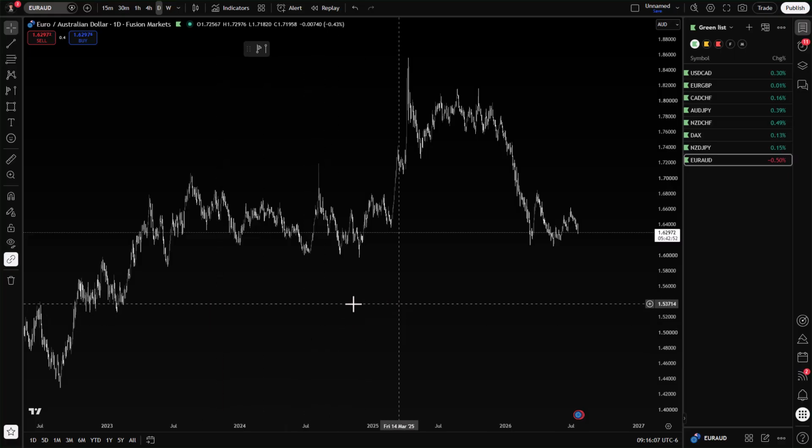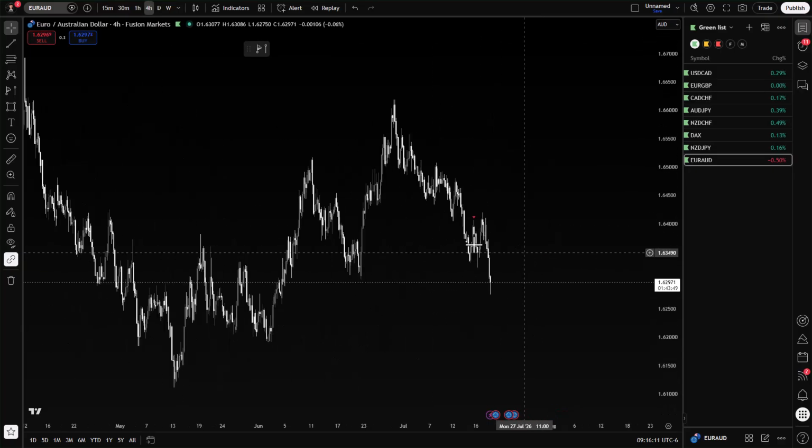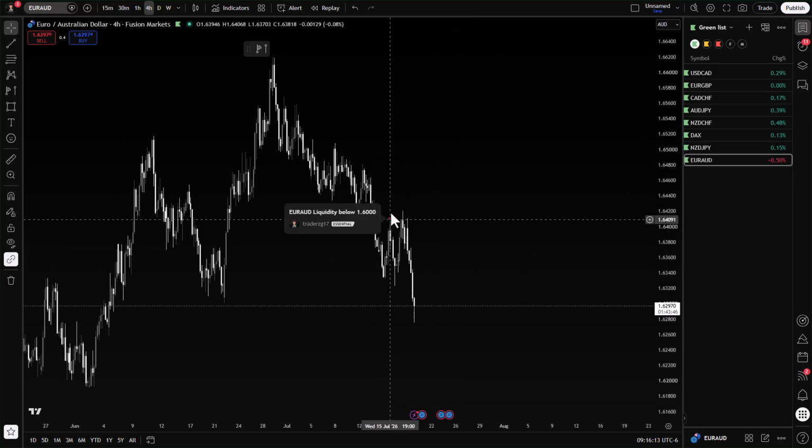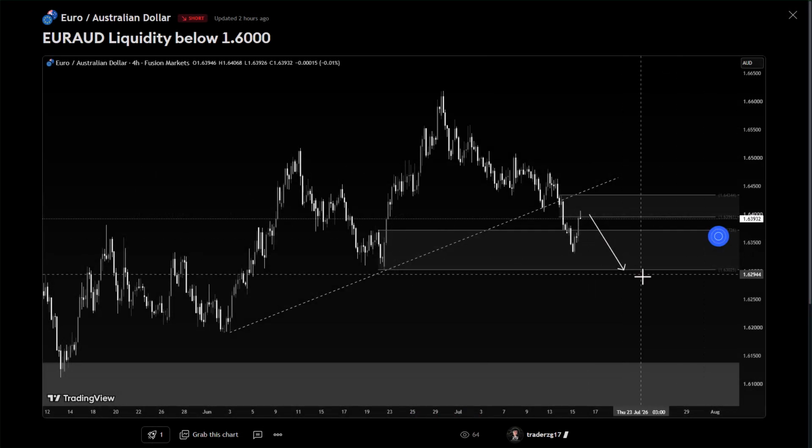I'm gonna be explaining why I took this short entry on Euro Aussie. This is how it played out. Let me replay that on my TradingView account.